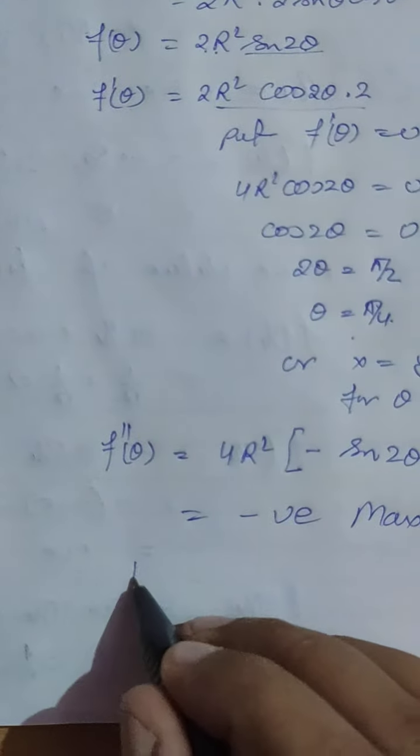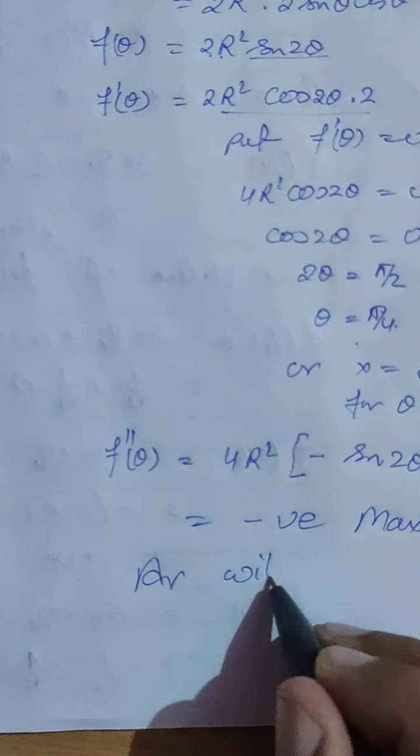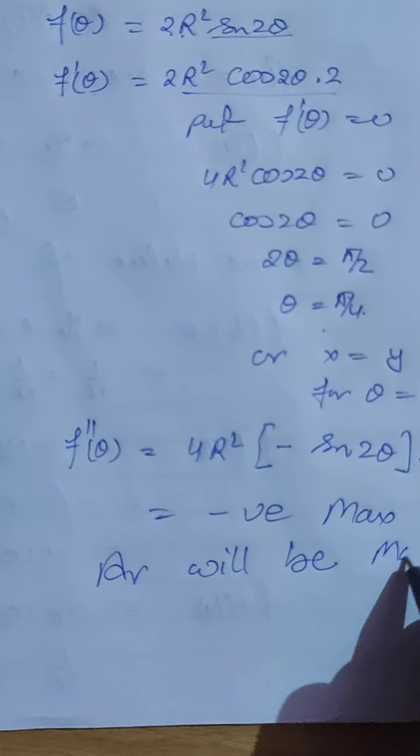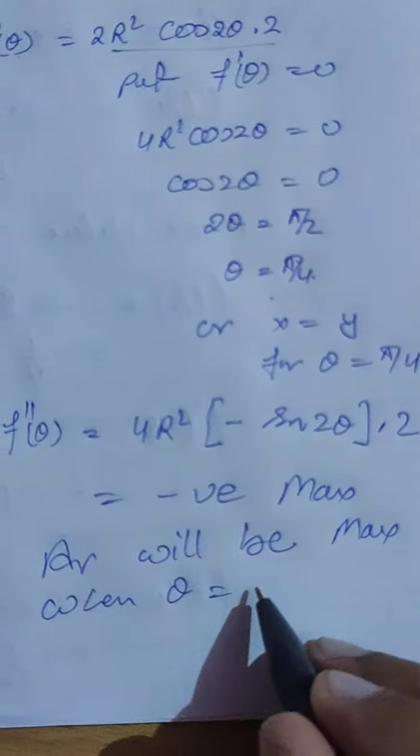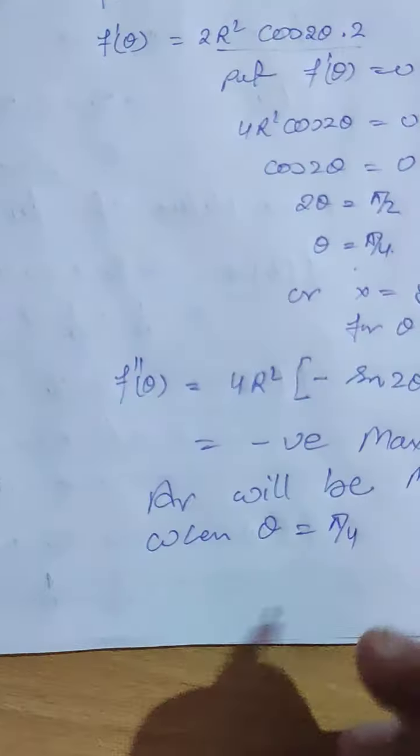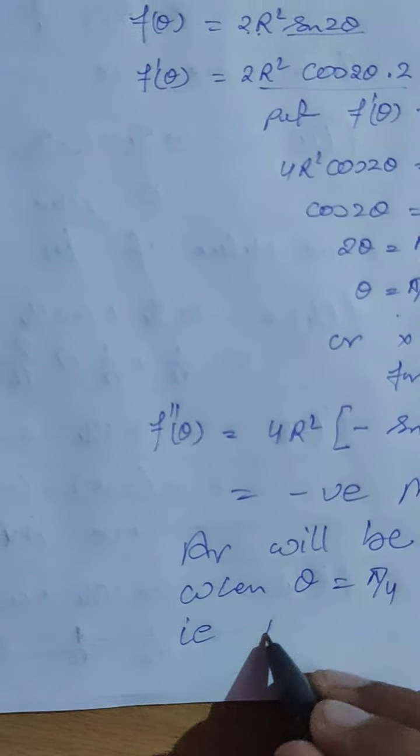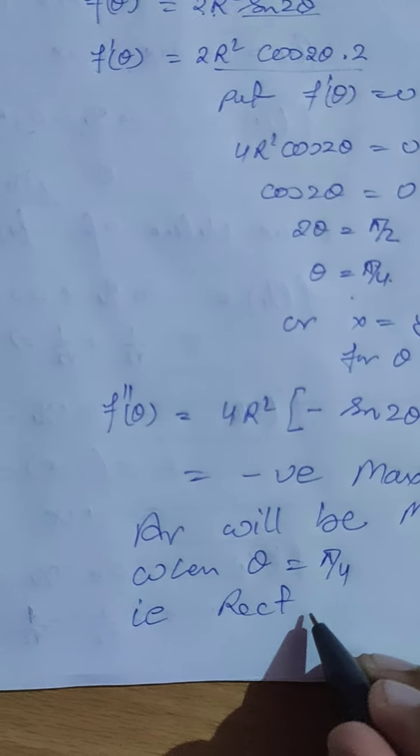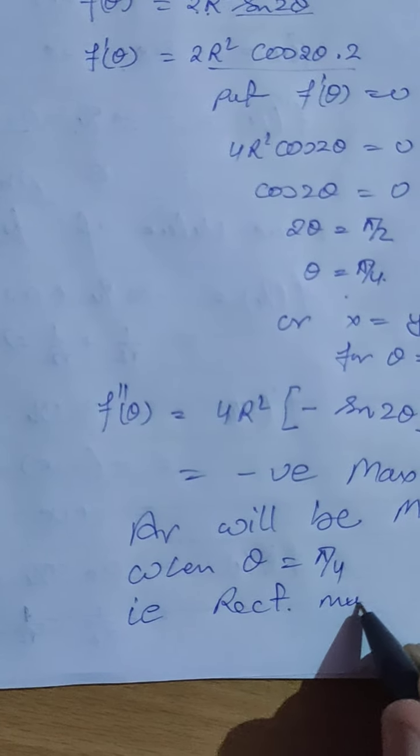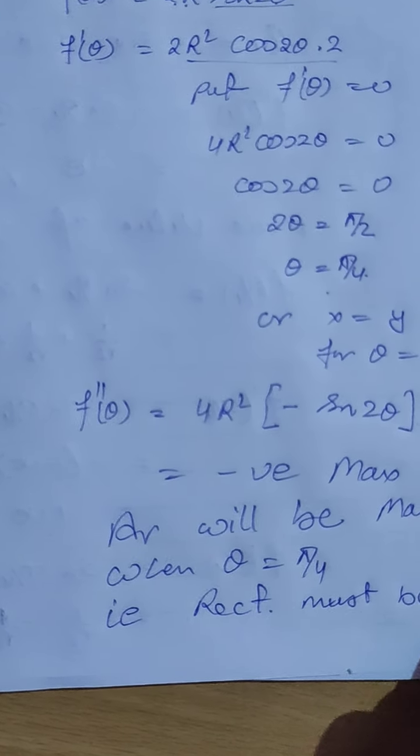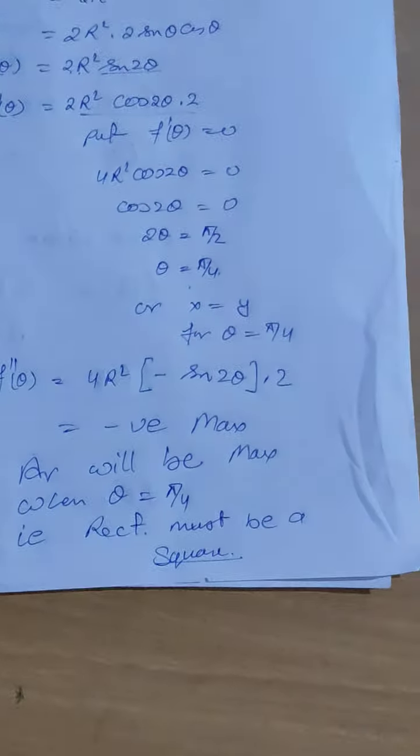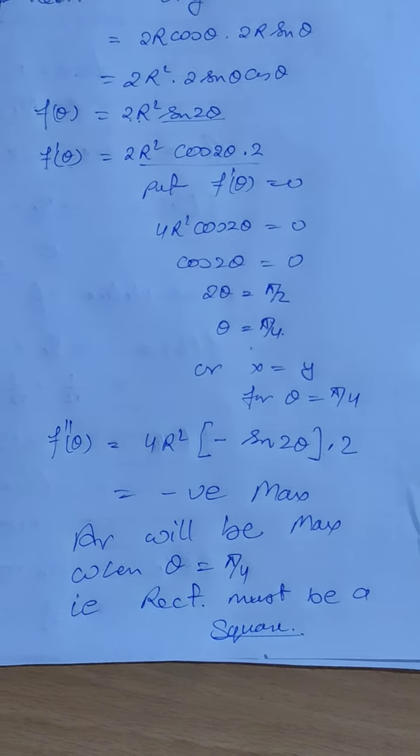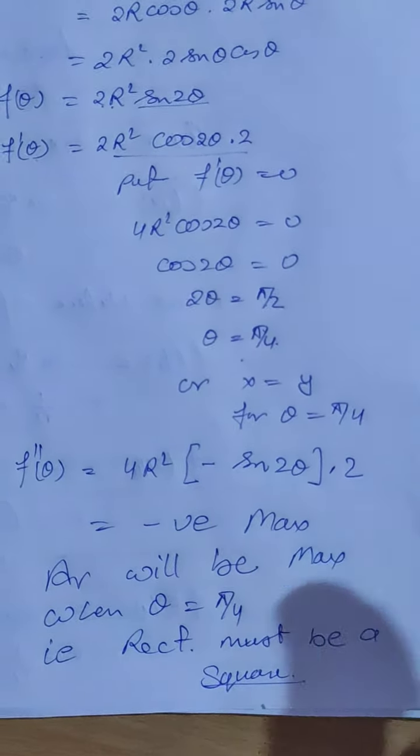So now the conclusion: the area will be maximum when theta is equal to pi by 4. That is, the rectangle must be a square. When the rectangle becomes a square, then the area will be maximum.